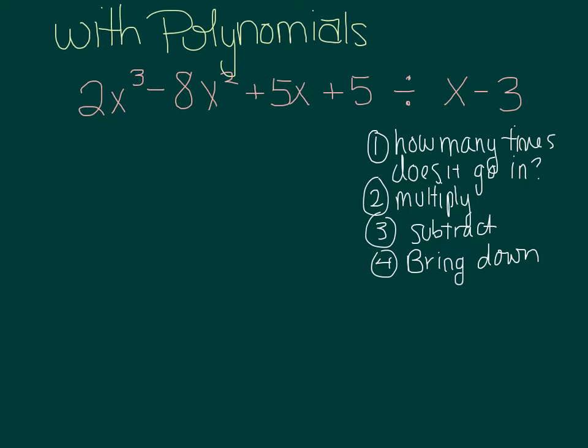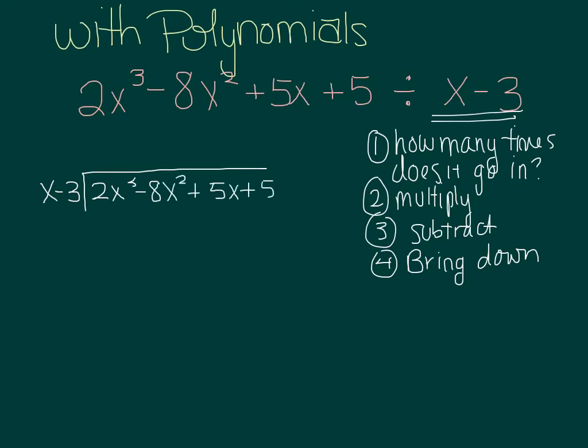We're going to do the same thing where we take our divisor and put it outside the house, x minus 3. And I draw my house, and then I have the dividend, 2x to the third minus 8x squared plus 5x plus 5. Now, in my first step, I'm actually only going to use the x part of my divisor, and I'm going to look at this first piece of my dividend. And the question I'm asking myself now is, what can I put up top, or how many times does x go into 2x to the third? Or what's 2x to the third divided by x?